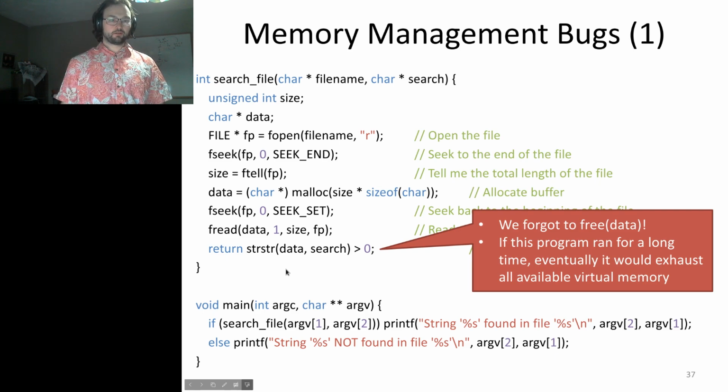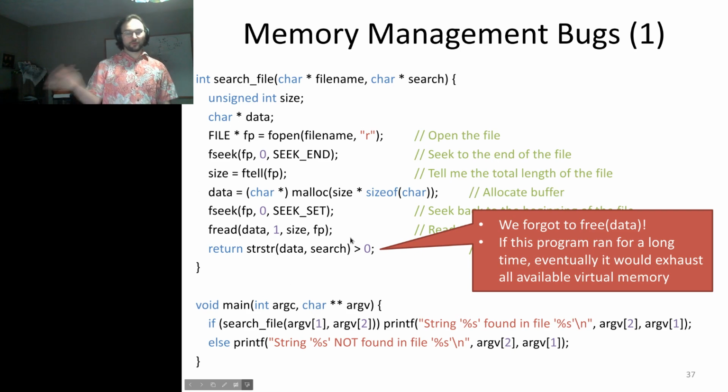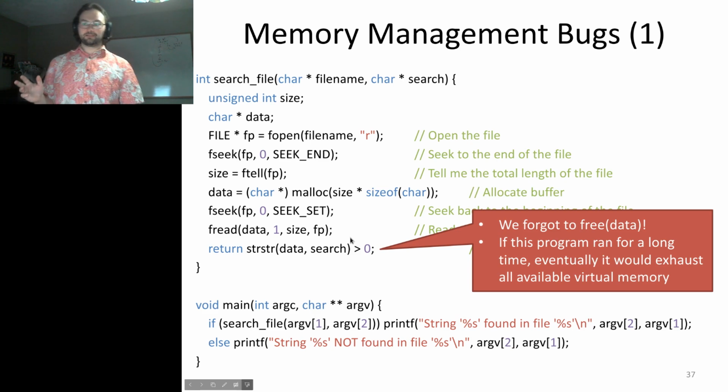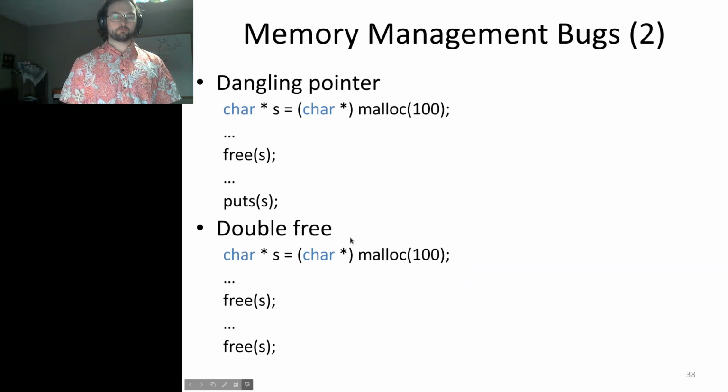Now, if we look real closely, we actually have a second similar problem. We open this file, fp, and we never close it, and we never return it. So we're leaking both memory and a file handle. The file handle leaks probably worse, but we're talking about memory bugs, so we'll worry about the memory bug for now. Here's a couple other problems that we can have.